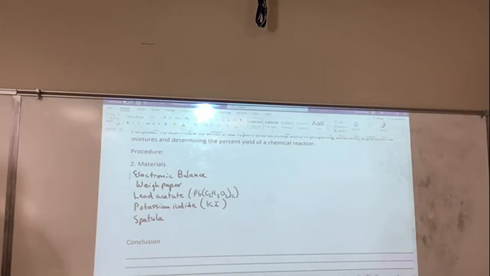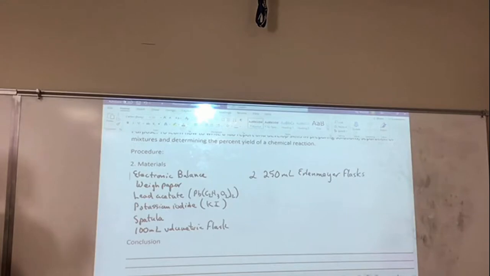And how big was it? What was its volume? 100 milliliter volumetric flask. Okay. So we needed 250 milliliter Erlenmeyer flasks. We have a 500 milliliter beaker as well.